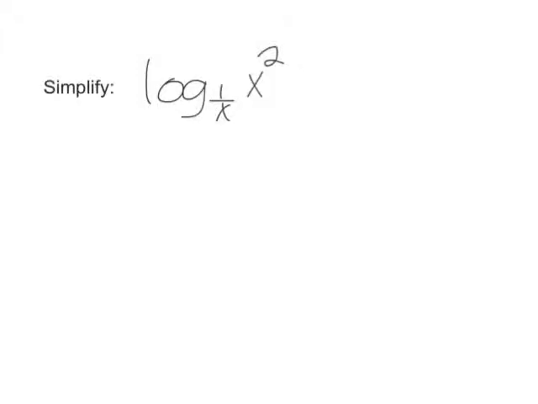In this video, we're going to take a look at how we simplify logarithmic expressions. The particular expression that we're working with here is log base 1 over x of x squared. Now, the 1 over x here is called the base of the logarithm, and then your x squared is called your argument.